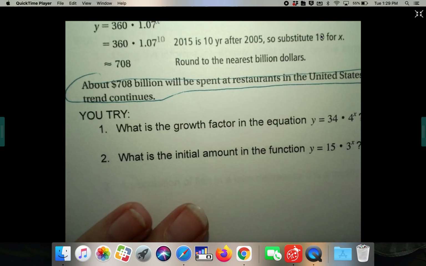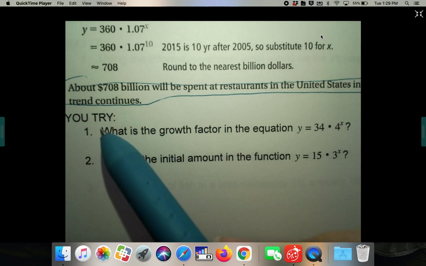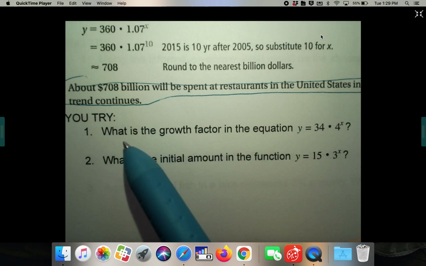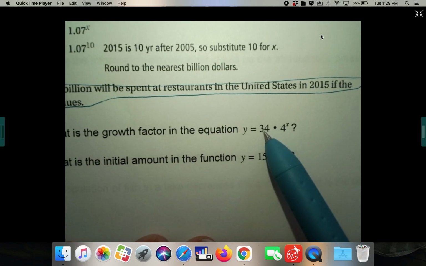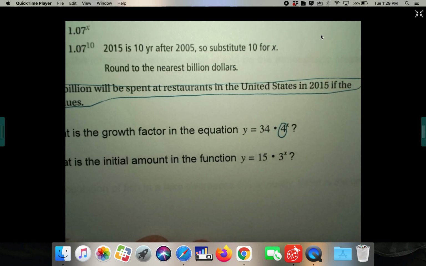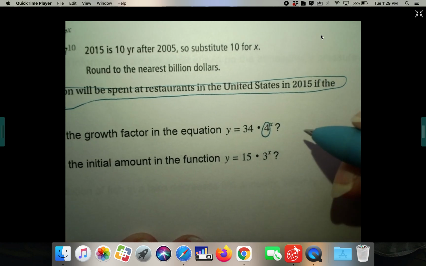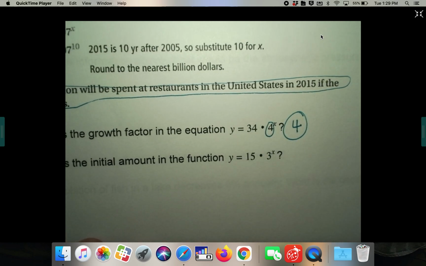Okay, let's try it. We don't actually have to try it yet. We're going to try it on the back. But the you try for today, for this part, is what is just the growth factor? So y-intercept, pattern. Which one is the growth factor? The growth factor is the one that's being raised to the power of x. So the actual growth factor is 4 in this particular equation.